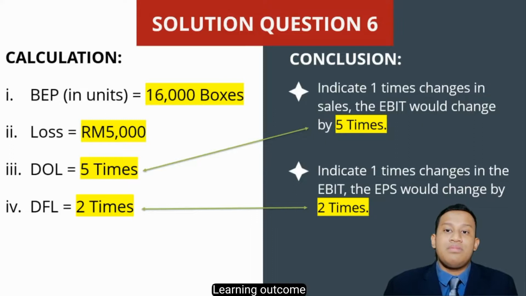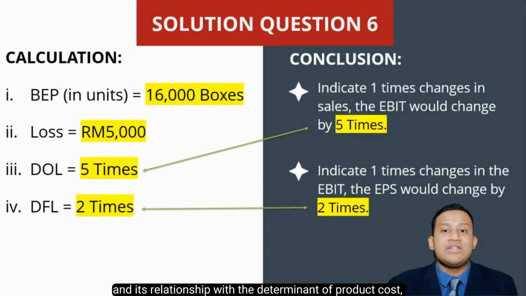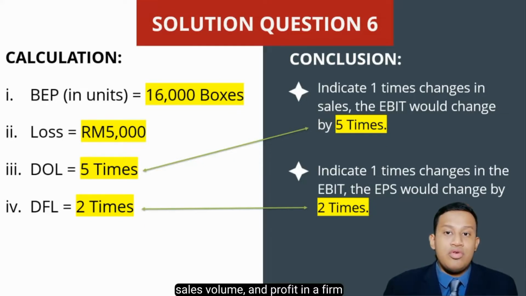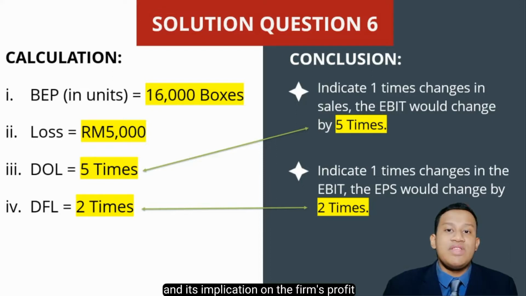The learning outcome that we get from this question is that we can develop a break-even analysis and its relationship with the determinants of product cost, sales, volume, and profit in a firm, and determine the degree of operating and financial leverage and its implication on the firm's profit and shareholders' return.